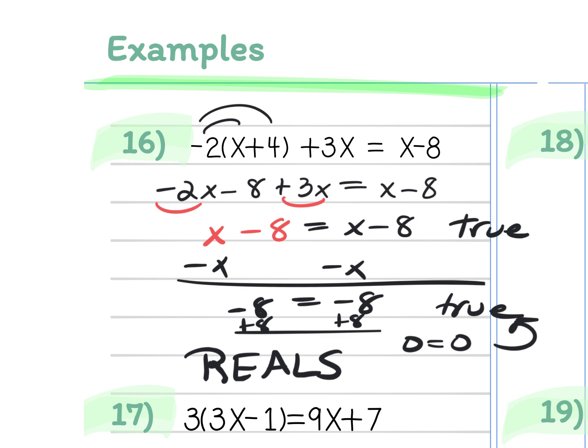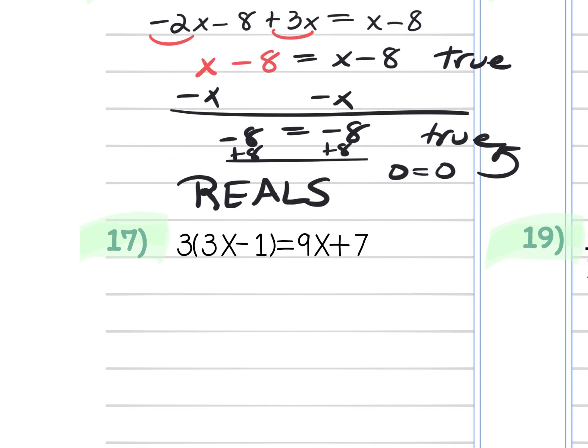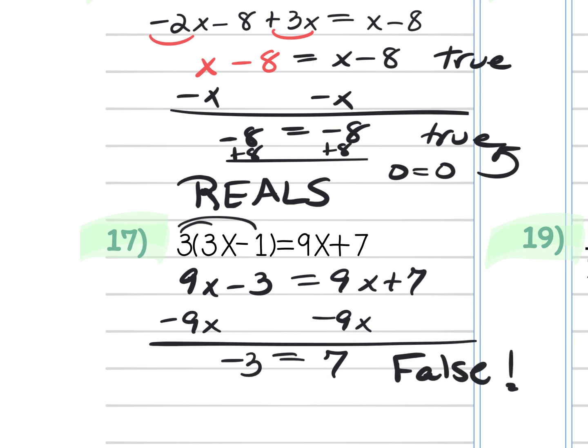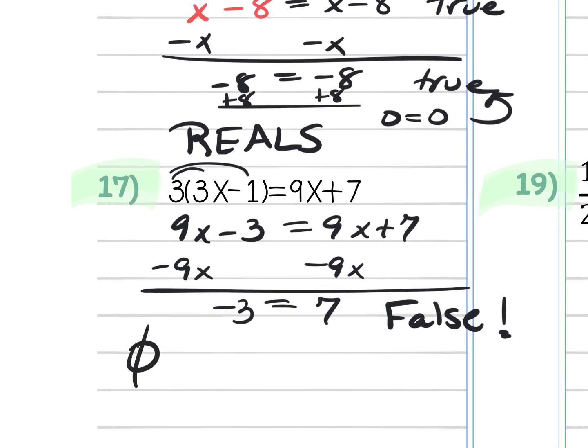Let's try number 17. Again, distribute, combine your like terms if necessary. So 3 times 3x is 9x, 3 times negative 1 is negative 3. And then begin your solving process. If you want to try to move your variables first. Now, these special scenarios are going to happen when the variable cancels out. When the variable cancels out, if you're left with a statement that is false, negative 3 will never equal positive 7. This is the no solution scenario. That's the symbol for no solution.